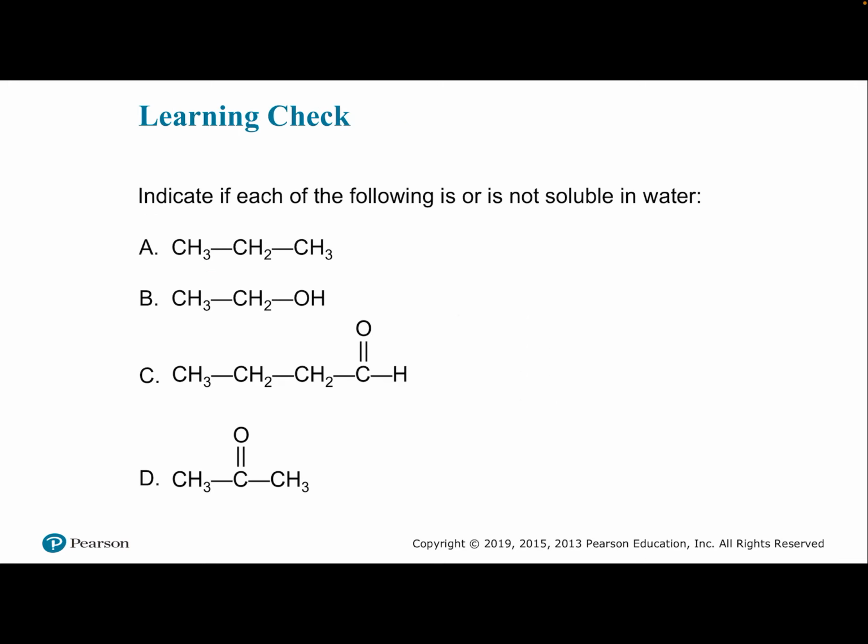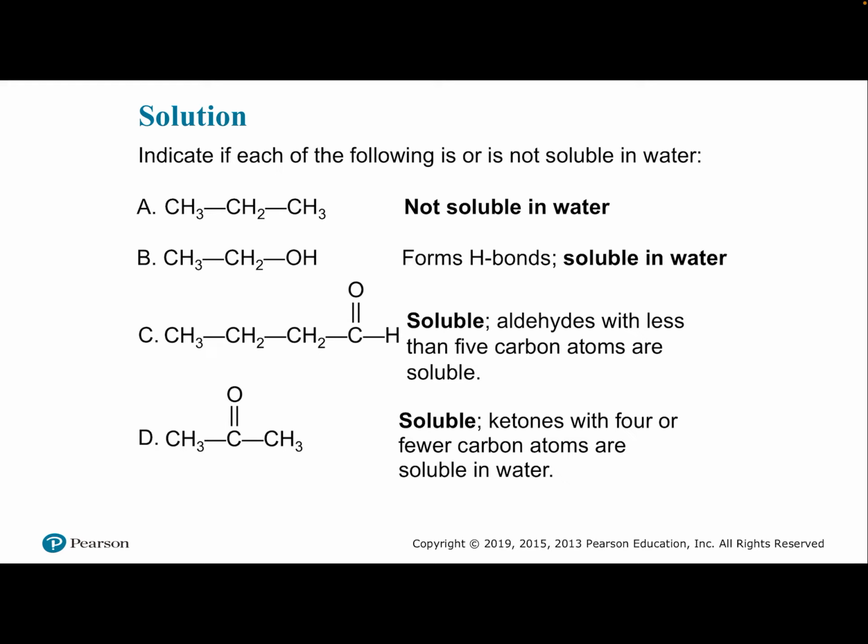And for this learning check, for each of these compounds, decide whether or not it is soluble in water. Pause it, give it a shot. This should be easy. Now, hopefully you weren't tricked into thinking these were all aldehydes and ketones. The very first one is an alkane. So alkanes are not soluble, but alcohols, aldehydes, and ketones are all soluble provided they have less than 6 carbons. Good job.